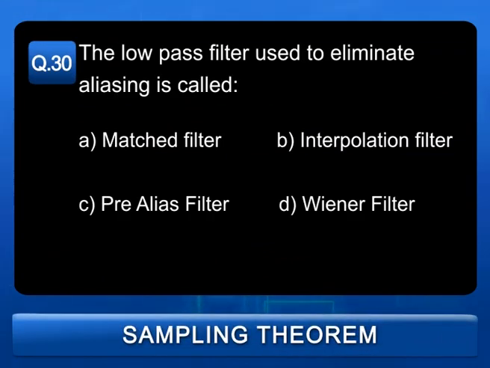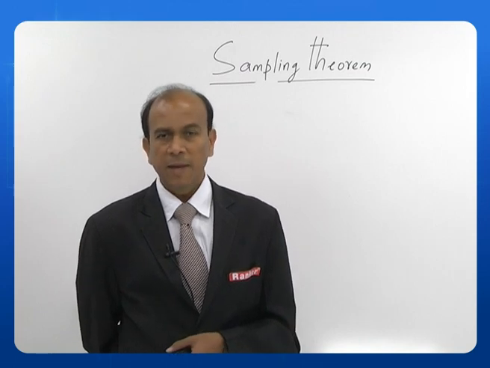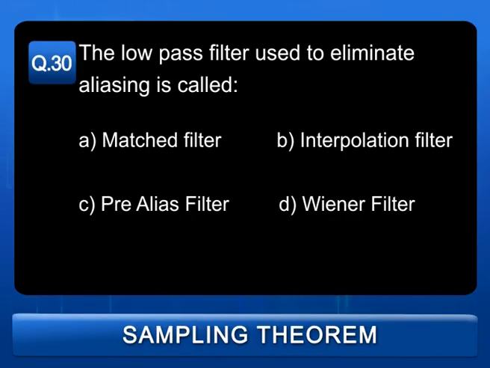30th question. The low pass filter used to eliminate aliasing is called A matched filter, B interpolation filter, C pre-alias filter and D Venu filter. The answer is C. It is called a pre-alias filter. We want to prevent the aliasing from occurring. So, the answer is C.